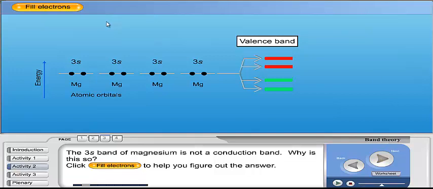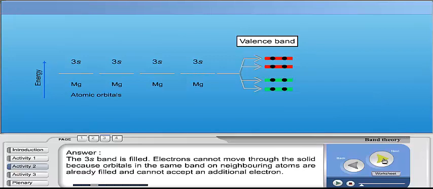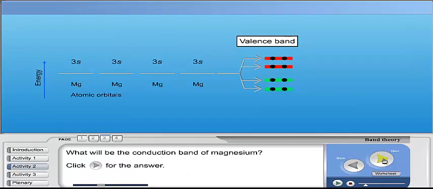Why is this so? Click Fill Electrons button to help you figure out the answer. Answer: the 3s band is filled. Electrons cannot move through the solid because orbitals in the same band on neighboring atoms are already filled and cannot accept an additional electron. What will be the conduction band of magnesium? Click Next for the answer.